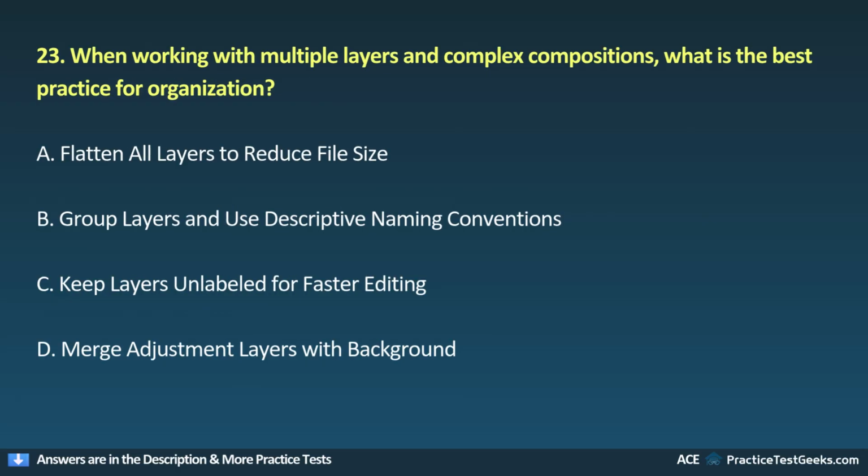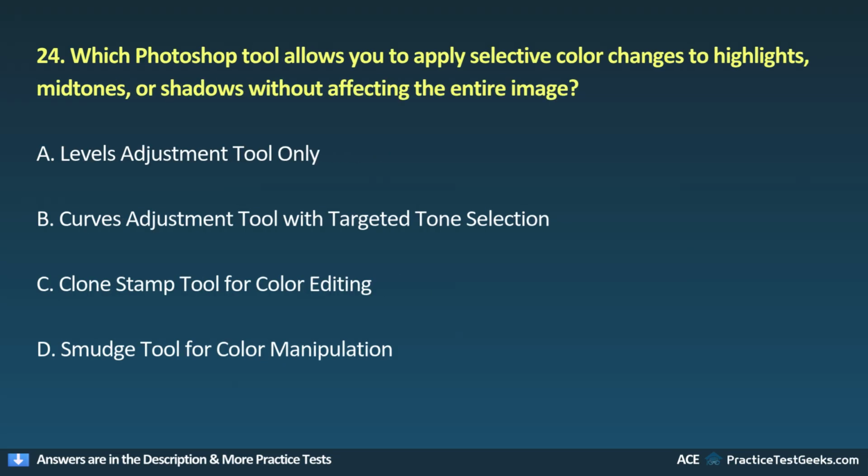23. When working with multiple layers and complex compositions, what is the best practice for organization? A. Flatten all layers to reduce file size. B. Group layers and use descriptive naming conventions. C. Keep layers unlabeled for faster editing. D. Merge adjustment layers with background.